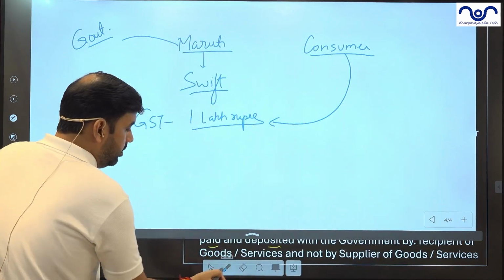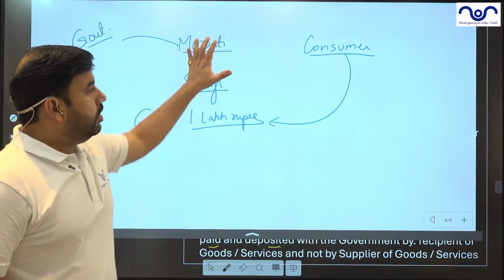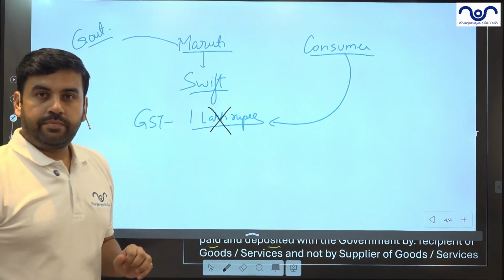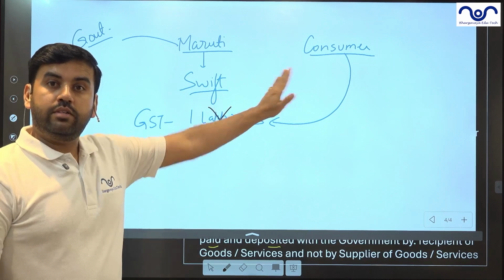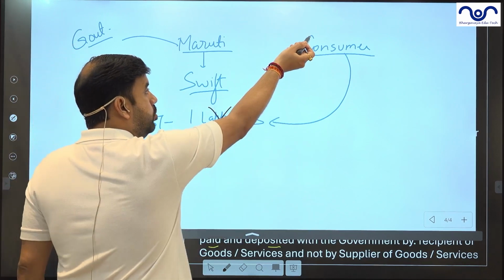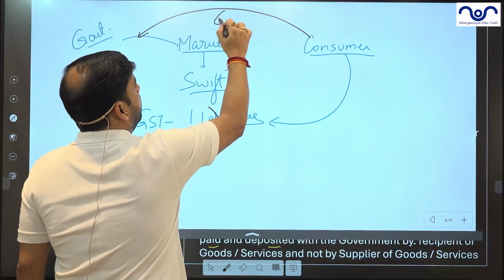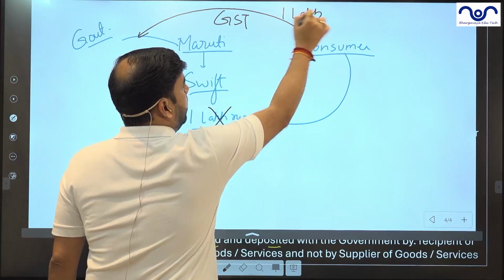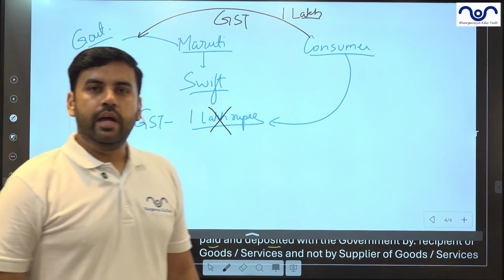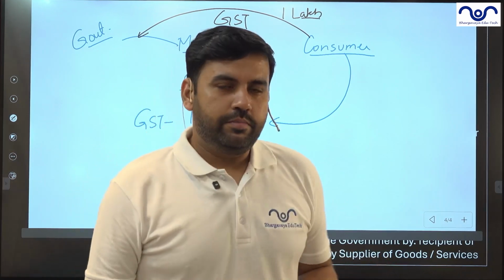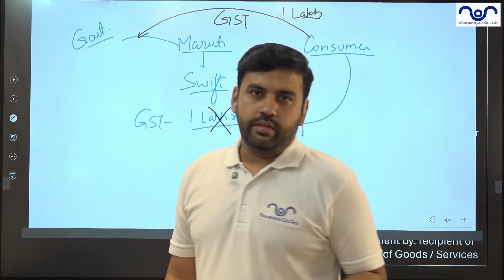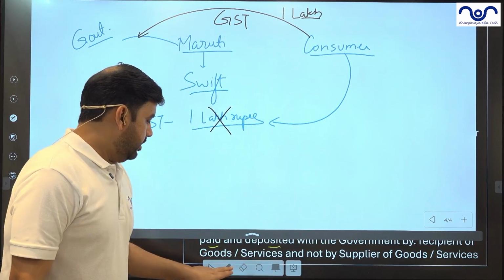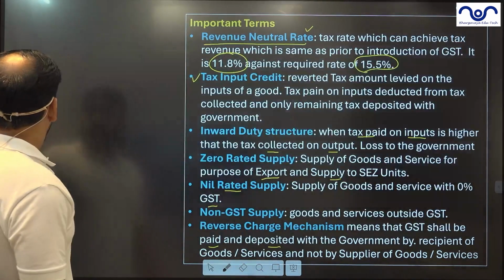Reverse charge mechanism simply means that Maruti will sell the product without GST to the consumer, and the consumer will pay the GST, 1 lakh, to the government. It seems kind of impossible, but at a larger scale this happens. At an industrial scale it happens. All right, so that's an important mechanism in this regard. Moving ahead.